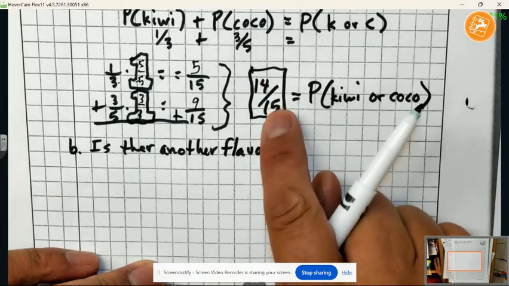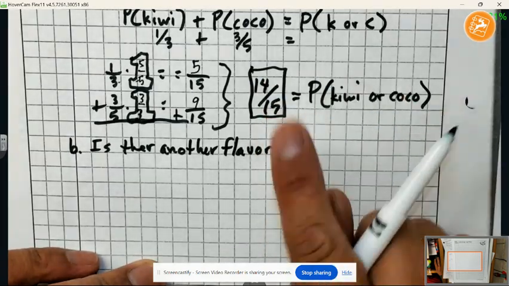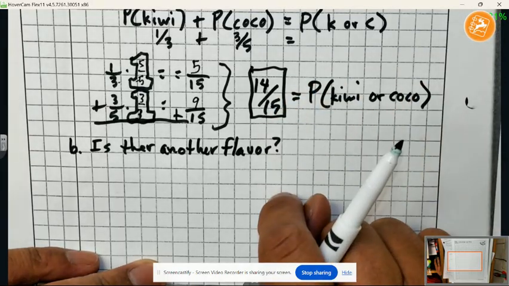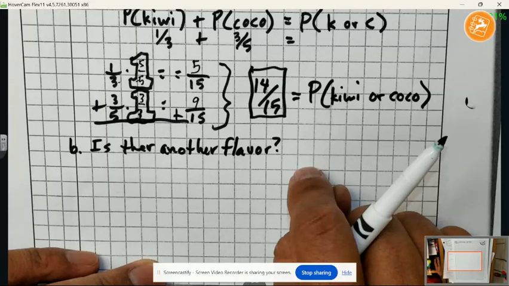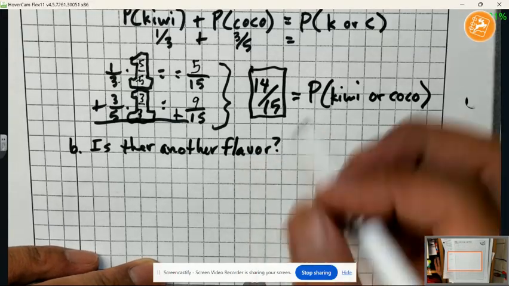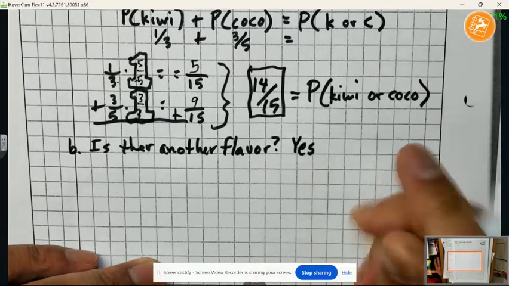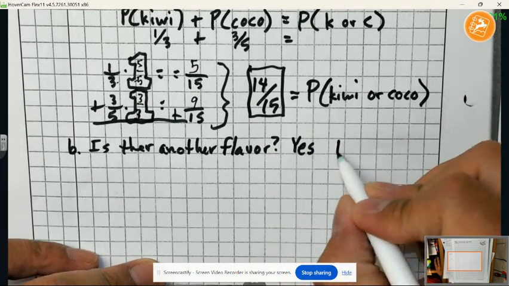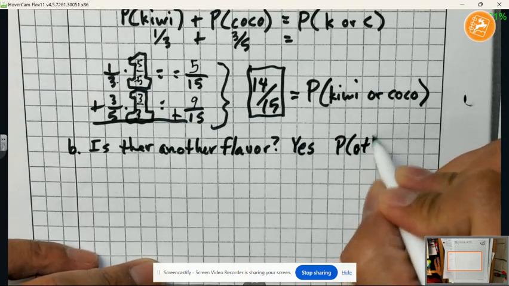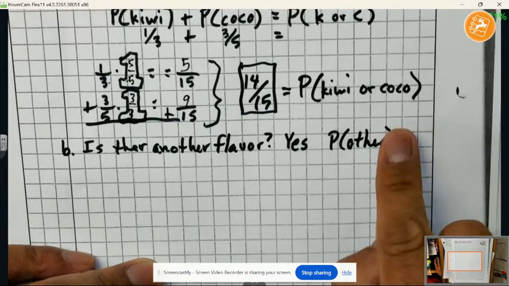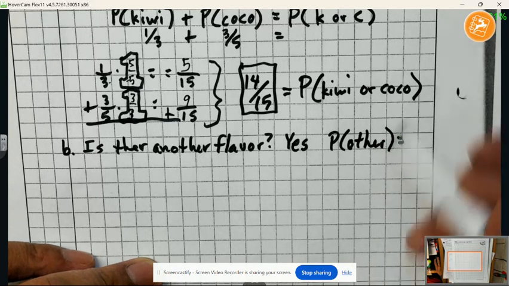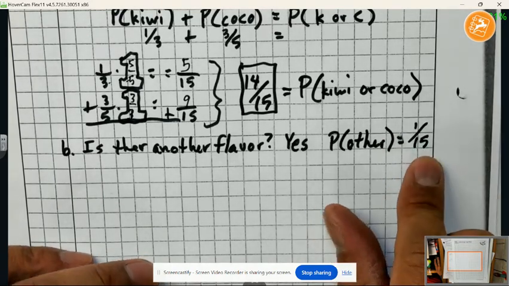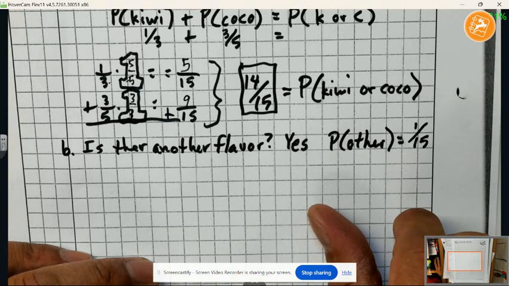So if you notice, there's 14/15, so that means if we're thinking about this as a whole, 15/15, we're missing a piece, right? So we're missing 1/15. So is there another flavor? There is another flavor, and what would be the probability of getting that other flavor in this bag? All right, so the probability of another flavor is, hopefully you guessed, 1/15. Or you calculated 1/15. That is the probability of getting a different flavor.